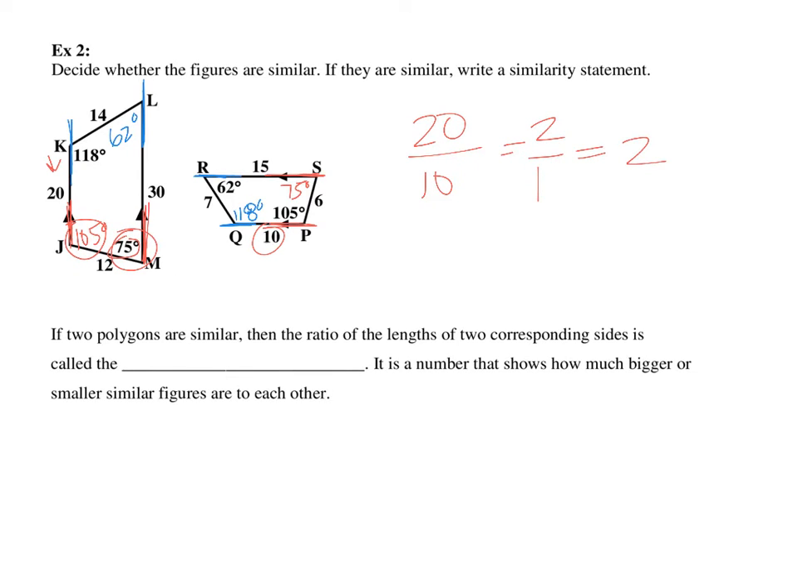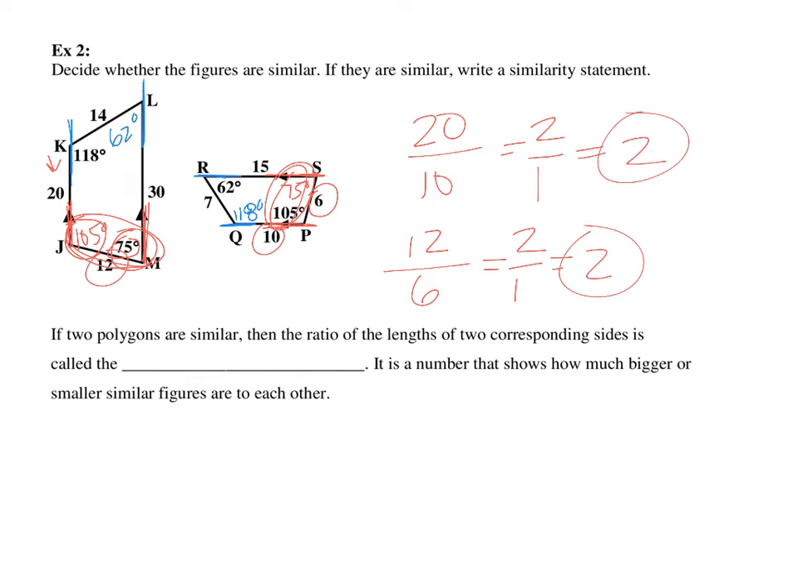Or 2. Let's work with another side. Here I have 12. How do I pick the right side for the smaller trapezoid? Well, here's 62 and 118. Here's 75 and 105. So I need to use the 6 here then. So that's 2 over 1, which is 2. The ratio is 2 to 1, or 2.